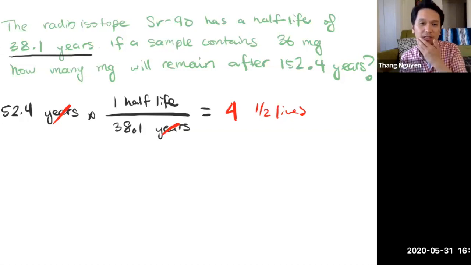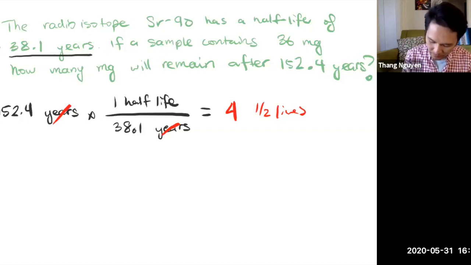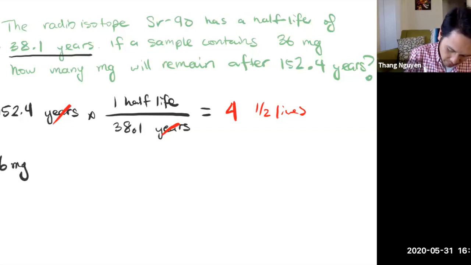Right? Well, that wasn't the question though. The question was how many milligrams will remain. Okay, so that means we have to go back to the idea of what a half-life is. And remember that a half-life is half of the amount remains after that amount of years, right? After 1 half-life. So we have to do that half-life calculation 4 times over. So let's do that.